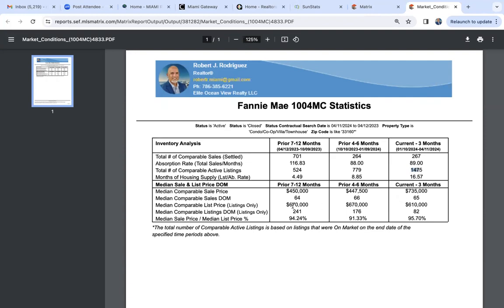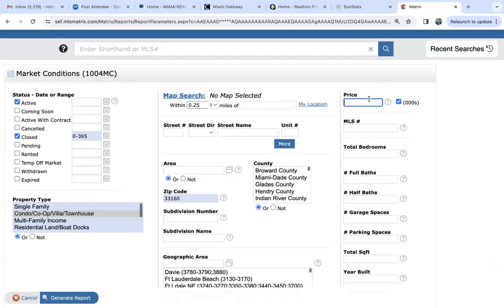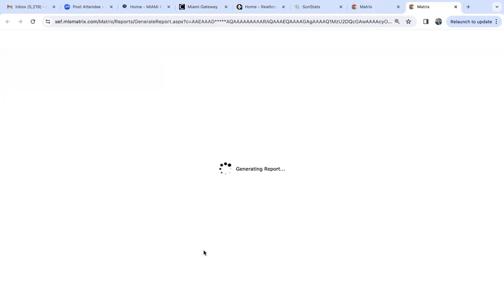Take a look at the list prices in Sunny Isles, guys. 670, 670, 610. So prices going down. Of course, that's not the luxury prices. If I come over here and say a million plus, where are we with a million plus? Let's take a look. This is going to be quite different.